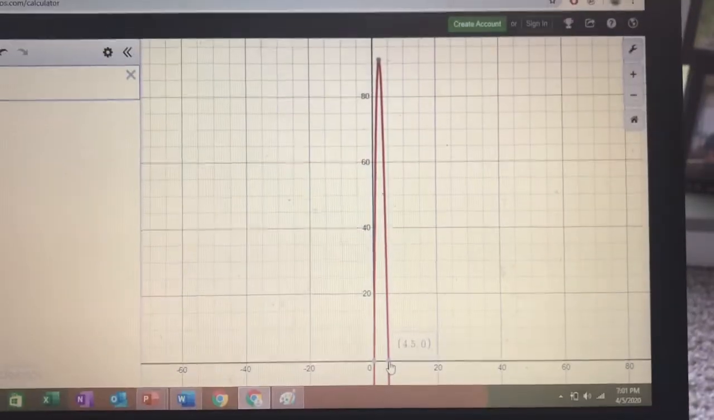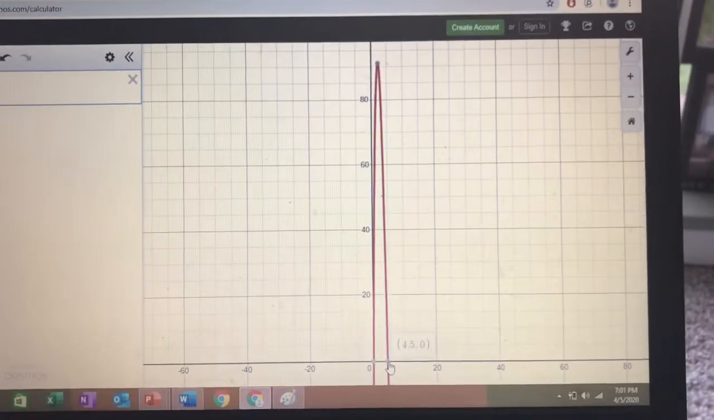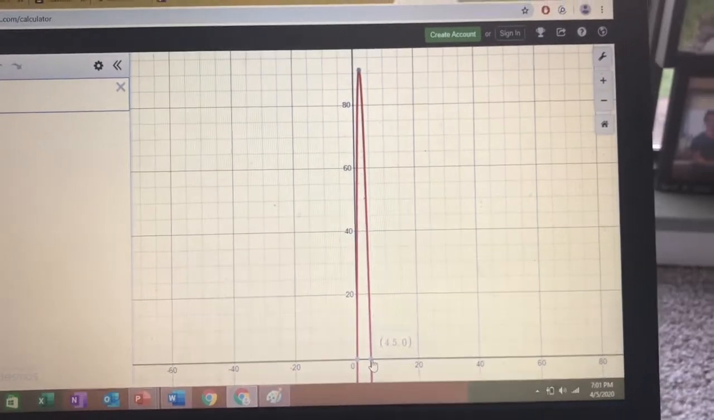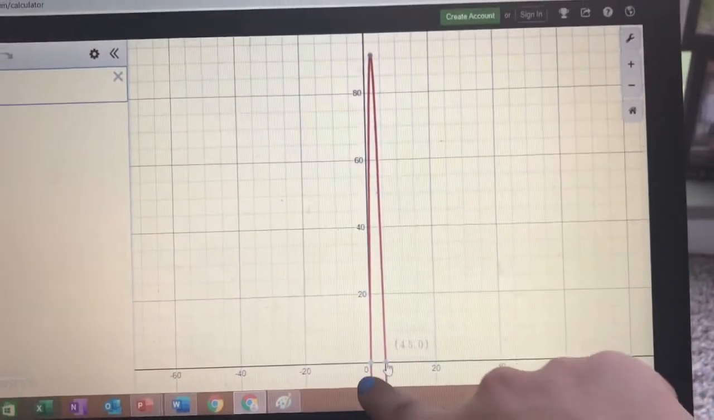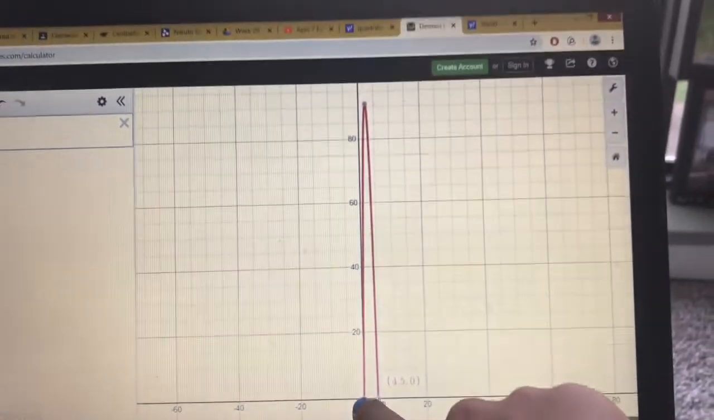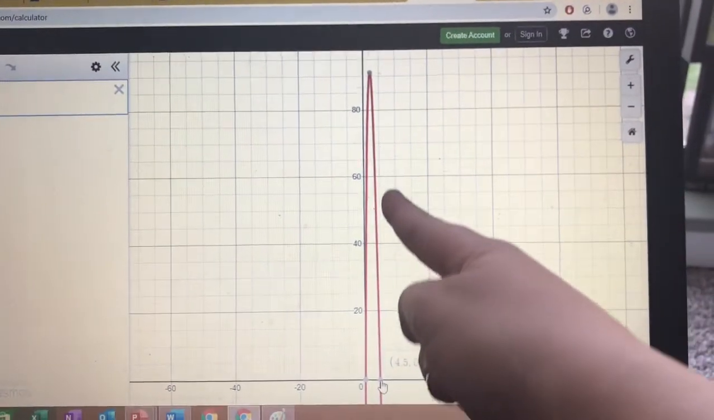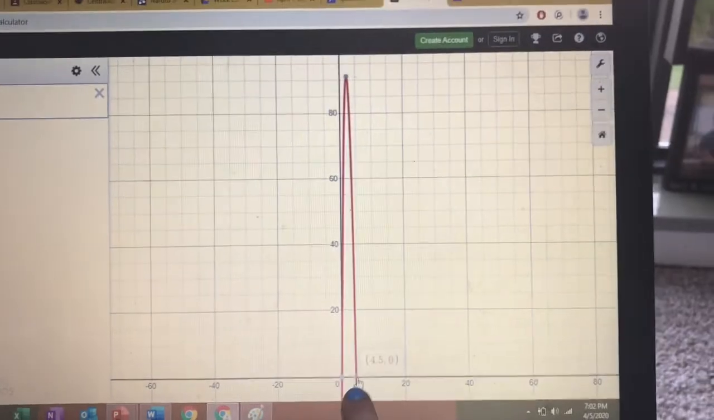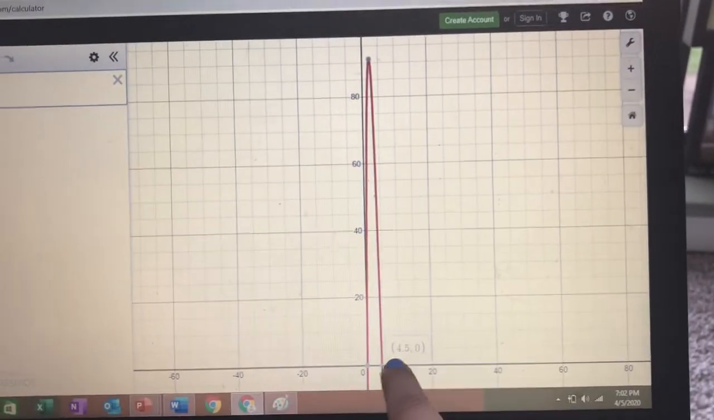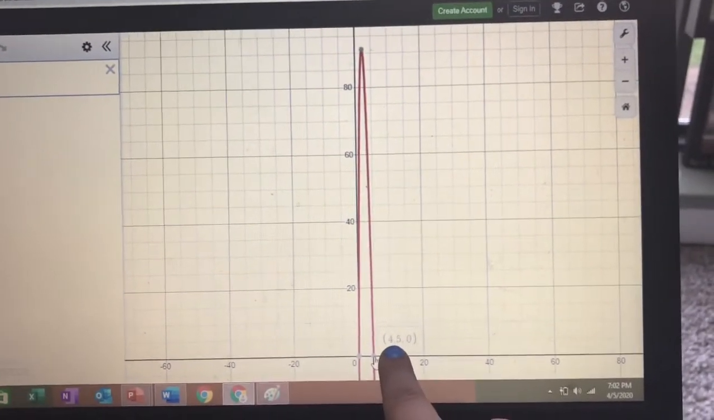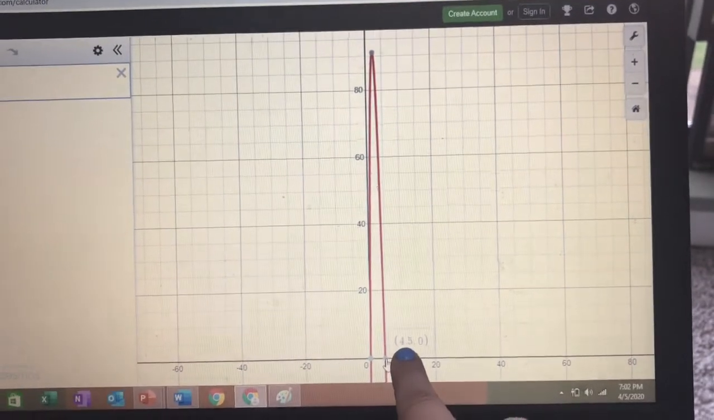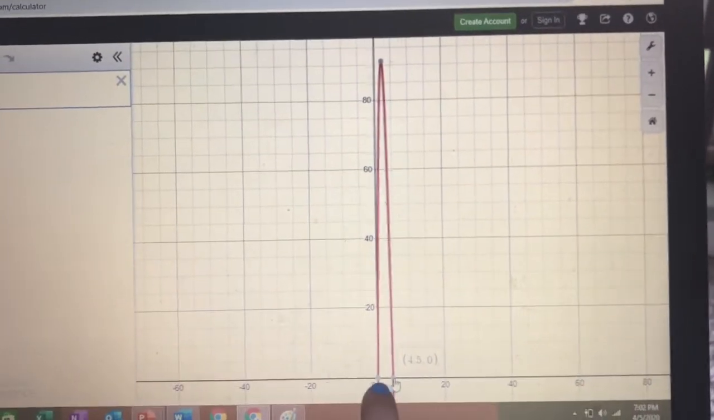If we want to know how far away from the starting point the rocket landed, we just look at our parabola and say, okay, if it started here, it shot up and up until my maximum point, and then it started falling down, down, down, it should hit the ground right here. And that is at point 4.5. So it landed 4.5 feet away from where it was shot out.